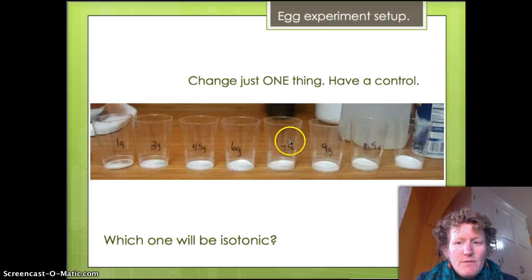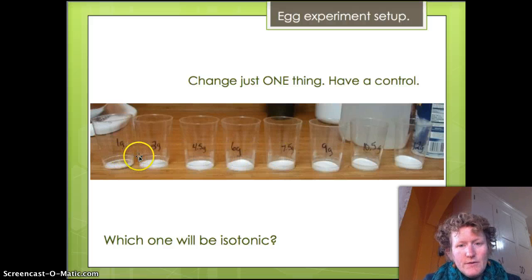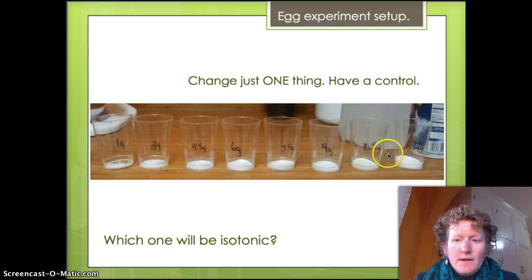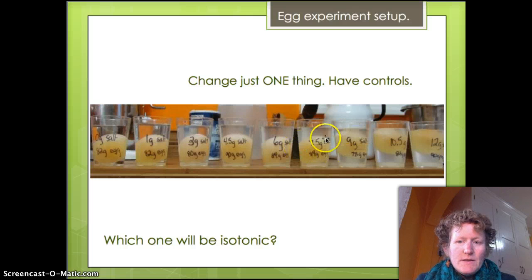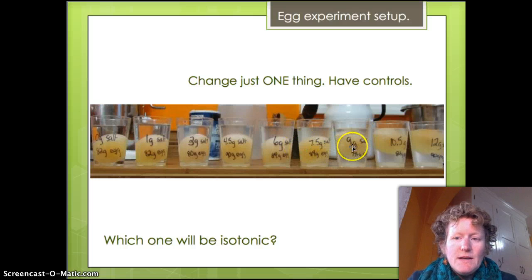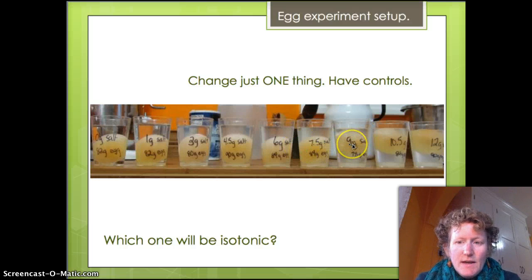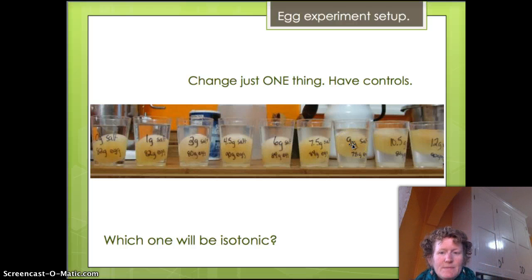So here's the setup for this solution. I put different amounts of salt in cups. I added the same amount of water to every cup. So I kept everything the same, the size of the cup, the type of water, the amount of water. The only thing that I changed was the amount of salt. And you can see that it was right around here that we got to isotonic, because the egg is at least the same density.